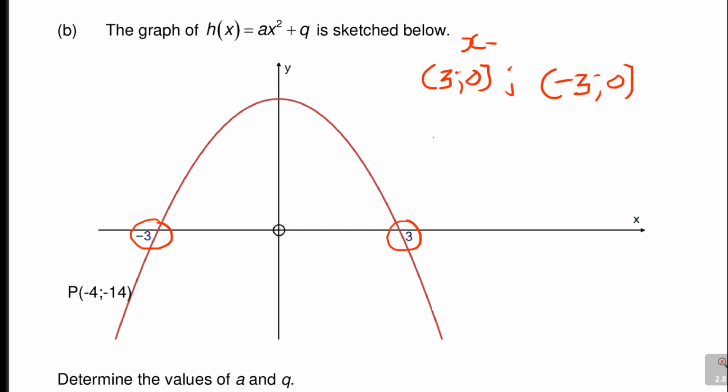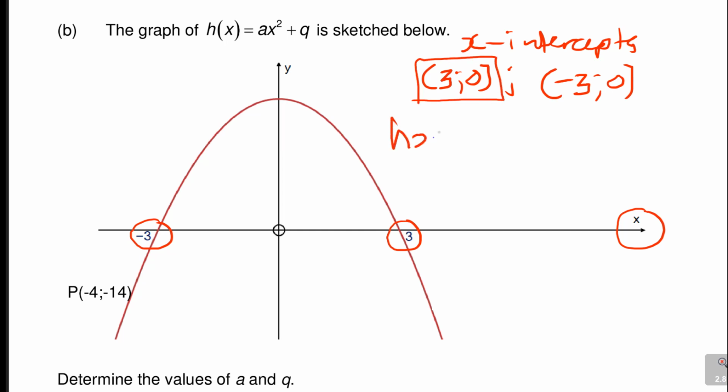And we call them the x-intercepts. These are the x-intercepts, meaning that's where the graphs cut the x-axis. That is where the graph, as you can see, is crossing the x-axis. So I can choose one of the points. I will prefer the positive. And when I choose it, I will say h of x, remember, is equal to a x squared plus q.